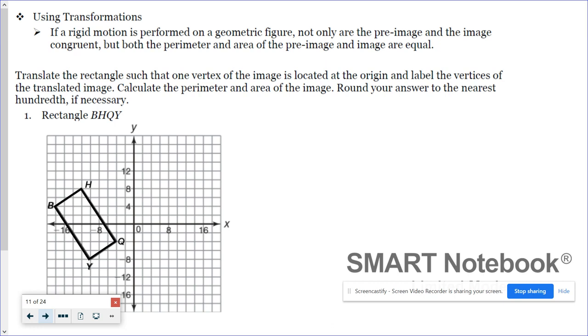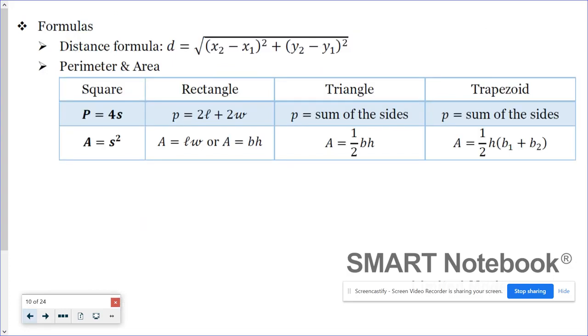So in this example, we're going to translate the rectangle so that one vertex of the image is located at the origin. Because if you think about it, that's going to make this distance formula so much easier to use. If one of your points is the origin, let's say x1, y1 is the origin, then this right here is 0, and so is this. So you're going like a number minus 0.